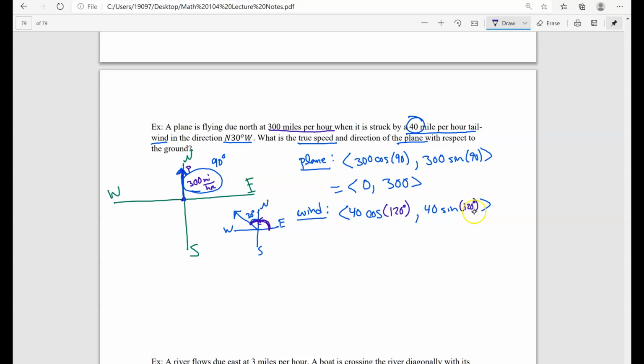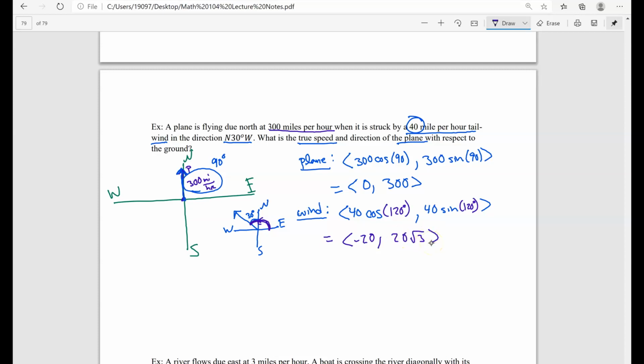Okay, so that's basically what it's going to be. Now I'm going to go to my calculator and take 40 cosine of 120. That's going to give me negative 20. And then I'm going to get 40 times the sine of 120, and that's going to give me 20 square root of 3.